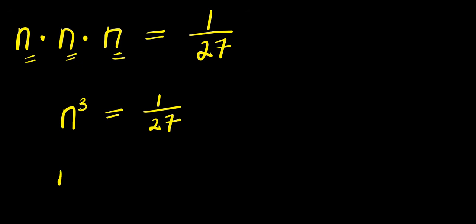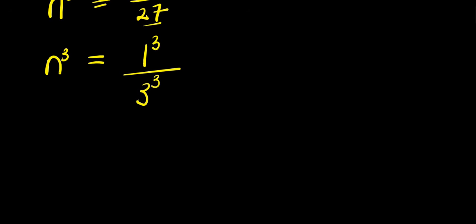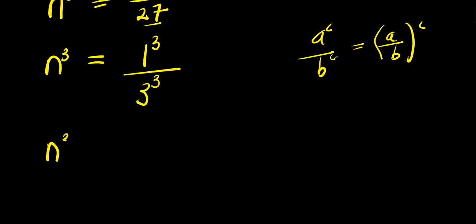So from here, I can have n power 3 equals, I can raise this 1 to the power of 3 because it is the same thing as 1, divided by 27. I can express it as 3 power 3. Now, if you have a power c divided by b power c, this is just like writing a divided by b to the power of c. So I have n power 3 equals 1 divided by 3 raised to the power of 3.